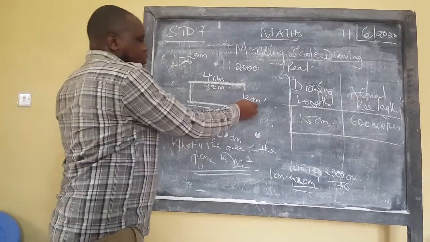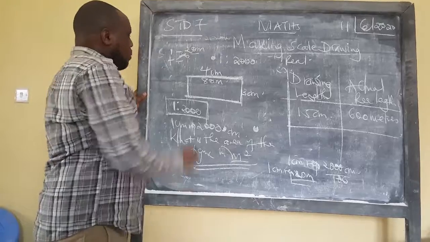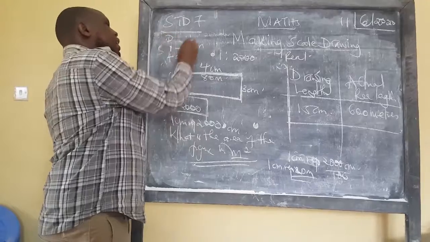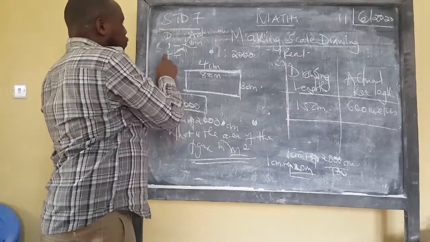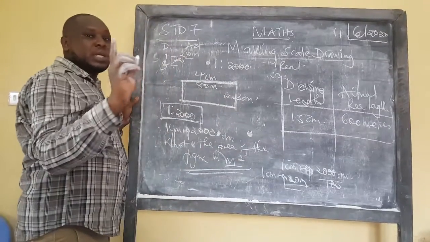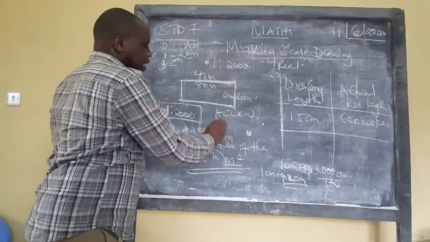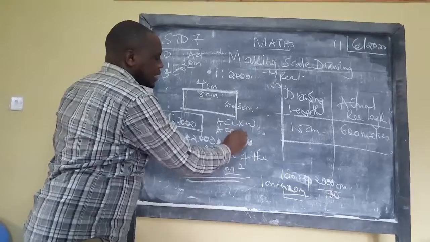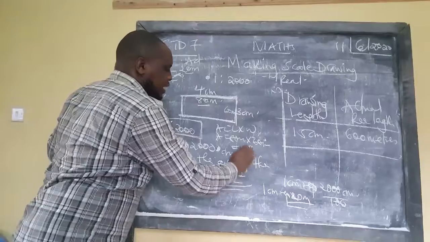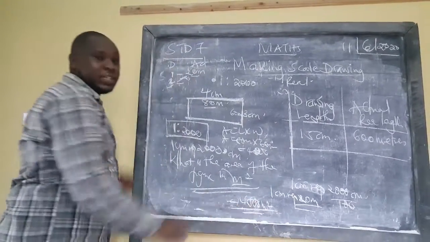You come at the same time and you say, if I draw 1 centimeter on the paper, that is equivalent to 20 meters on the ground. What about 3 centimeters? So this is the drawing length and this is the actual length. That will give you 3 times 20, and this is going to be 60 meters. For you to get the area in meters squared, area is equal to length times width. So our length is 80 meters times our width of 60 meters, and that is going to give you 4,800 meters squared.